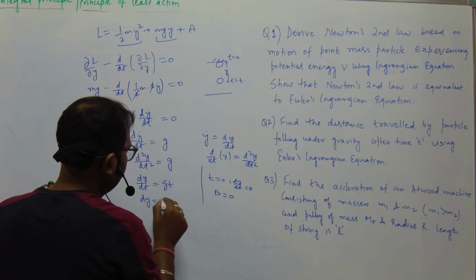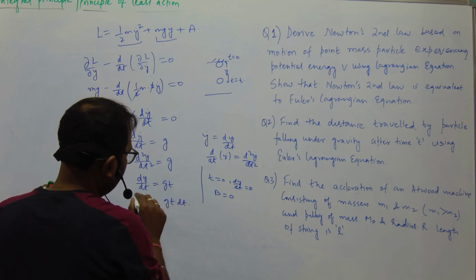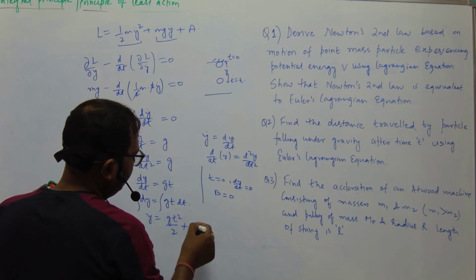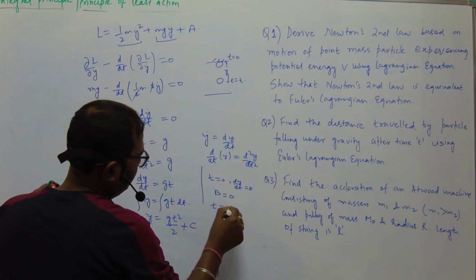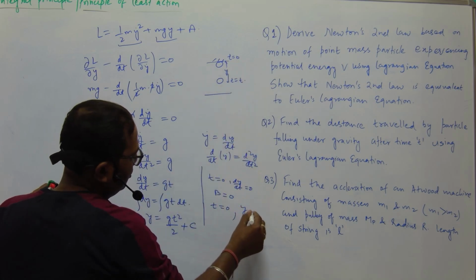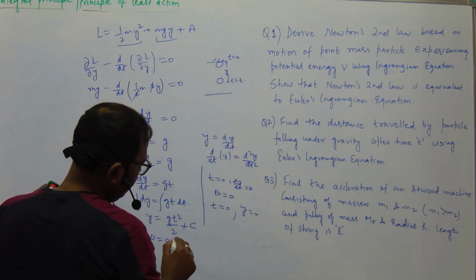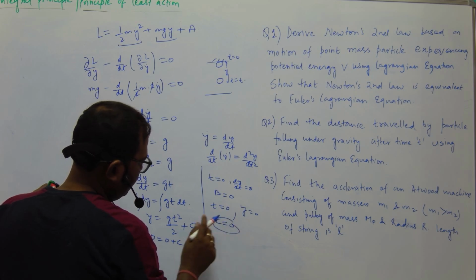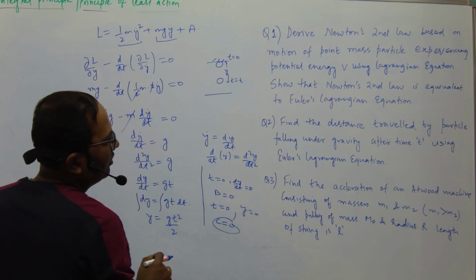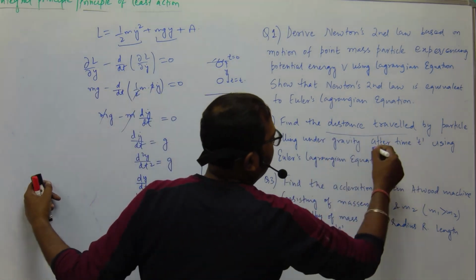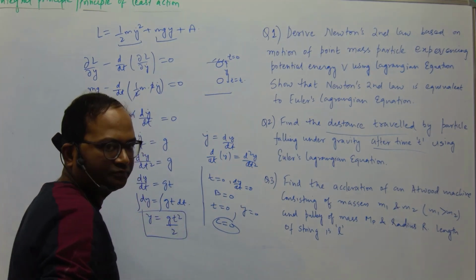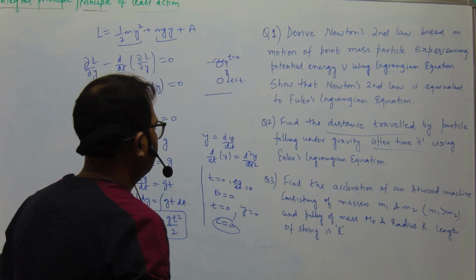We have dy is equal to gt dt. Here y is equal to gt square upon 2 plus a constant of integration. At t is equal to 0, y is equal to 0, so 0 is equal to 0 plus c. From here c is equal to 0, so we can neglect this term. We have to find the distance traveled by the particle after time t. The distance traveled after time t is given by half gt square.